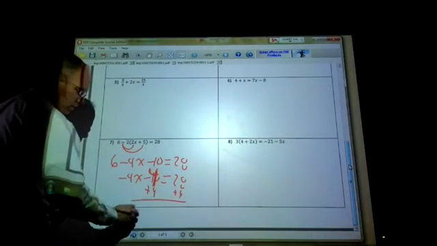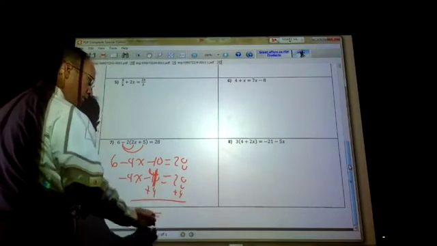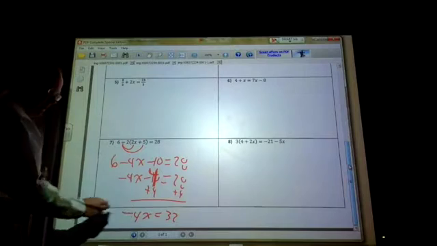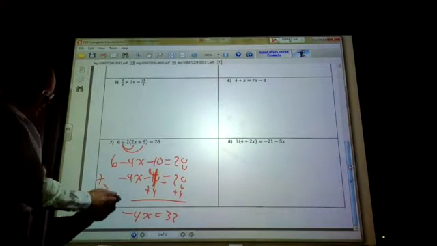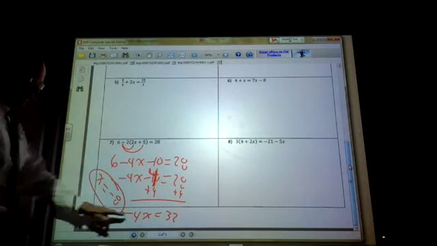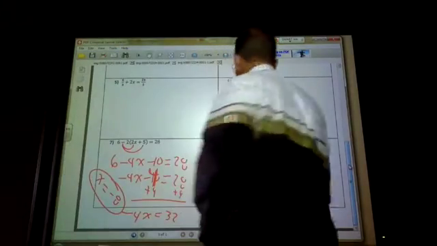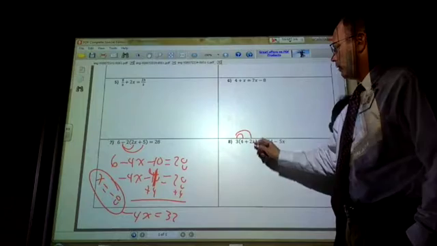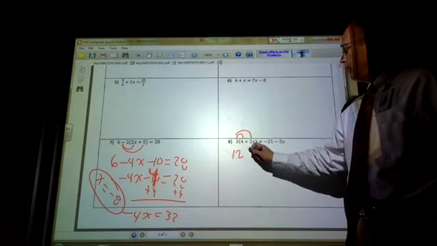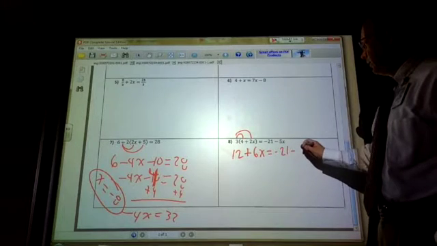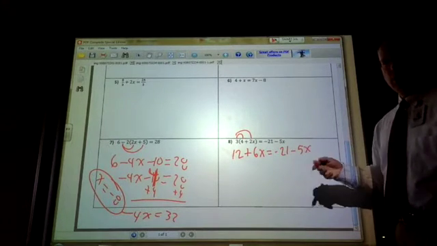So I get negative 4x is equal to, let's see, that's going to be 32. Divide each side by negative 4. So we're going to find that x is equal to negative 8. If I divide both sides by the negative, 32 divided by negative 4. Problem number 8, let's distribute the 3 over the parentheses. So I'm going to get 12 plus 6x is equal to negative 21 minus 5x. Let's start moving things over.